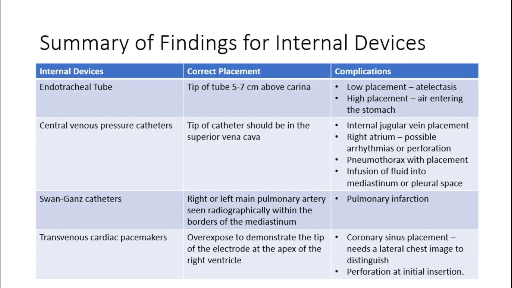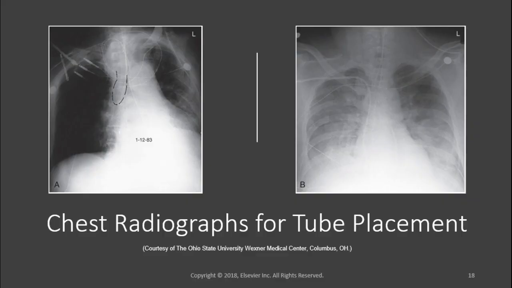Swan-Ganz catheters should be in the right or left pulmonary artery, and if you put it in the wrong spot, it can cause pulmonary infarction. Transvenous cardiac pacemakers: you want to make sure that you can see the lines going in, and if it's not placed properly, you can perforate the heart. Just not good. So looking here, this is correct right there.